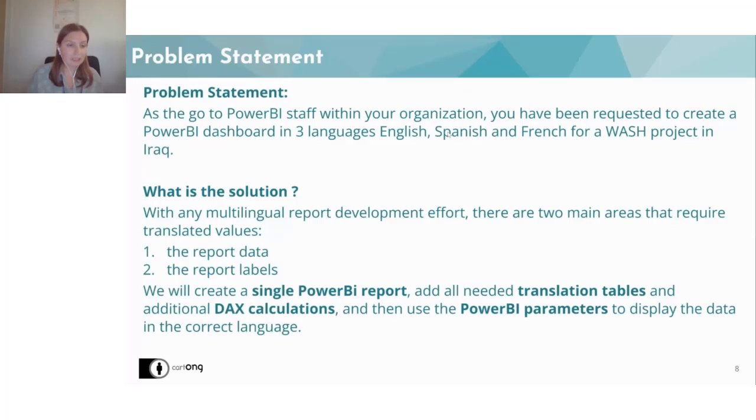During this session, we will create a single Power BI report, a very simple one, because we are going to present the concept only. We're not going to dig deeper into details. We will need to add translation tables. We will show you the way we see translation tables could be added. We will add very simple DAX calculations, since that was one of your challenges I see in the responses. And we will use one of the concepts of Power BI, parameters, to display the data in the correct language.